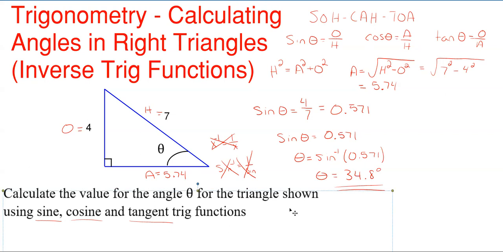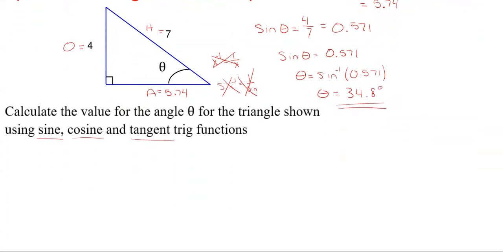Alrighty, let's move on here. Next we're going to do the cosine of the angle, which is the adjacent over the hypotenuse. Our adjacent for our angle is 5.74 and our hypotenuse is 7. So in decimal form, that equals 0.82. So what I have here is the cosine of my angle theta is equal to 0.82.